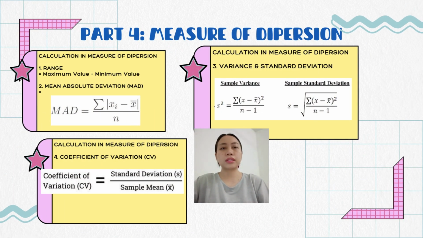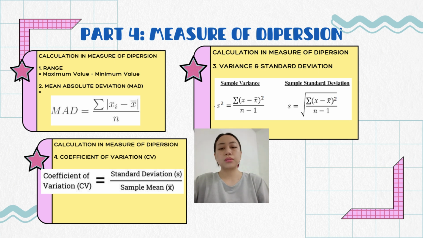My name is CHRISTY, student ID YE22110002. So I will present my part 4, measure of dispersion. There are 4 calculations needed in measure of dispersion. First, range, where the maximum value minus minimum value.